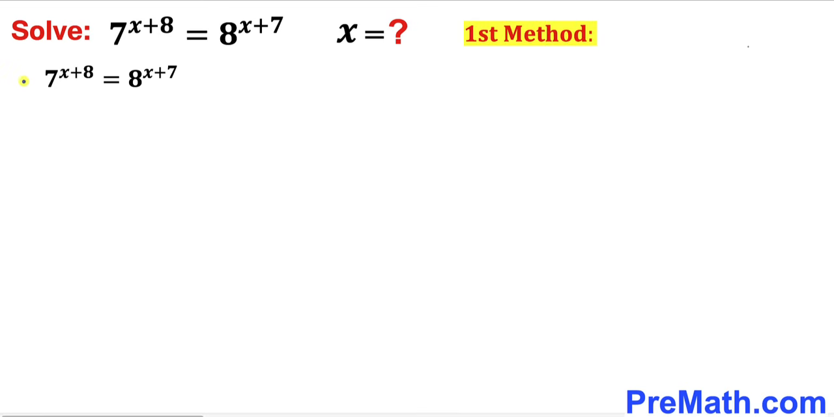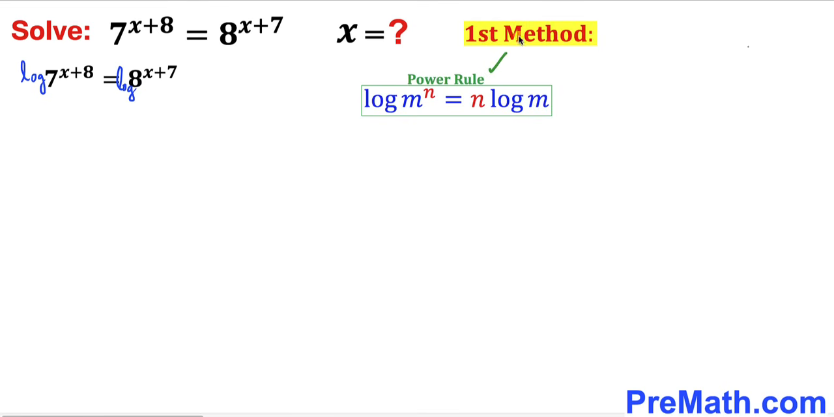I'm going to take the log on both sides, the left hand side and the right hand side as well. Now let's recall the power rule: if we have log of m power n, then I can drag this exponent n all the way to the very front, as you can see on the right hand side. We are going to apply this rule on the left hand side of this equation first.